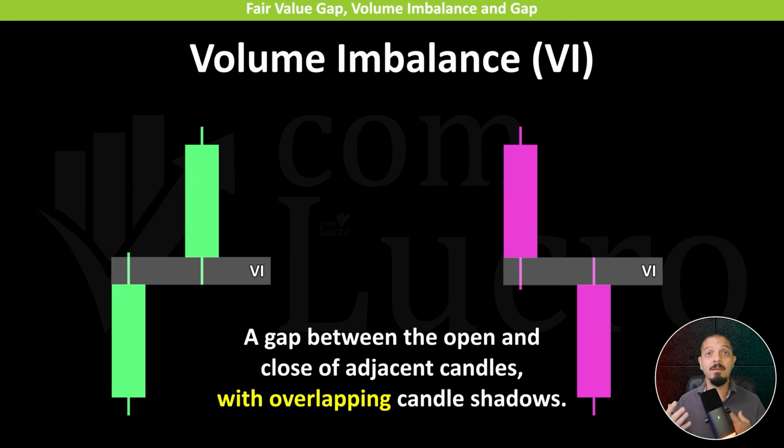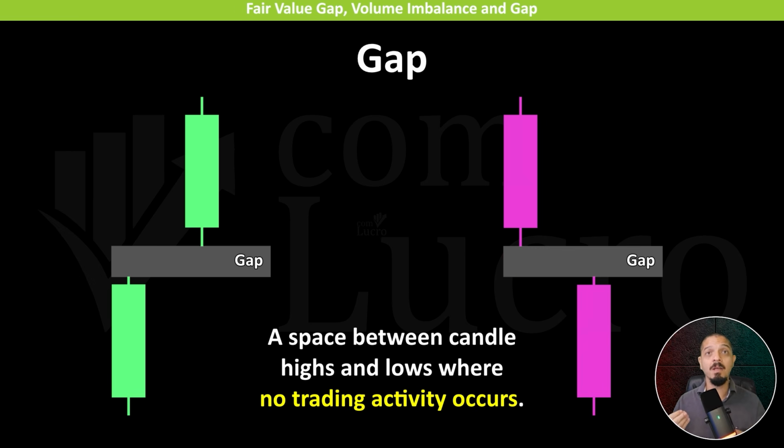Beyond fair value gaps, the ICT method also highlights related concepts such as volume imbalances and gaps. A volume imbalance occurs when there is a difference between the open and close of adjacent candles, even though trading activity exists within that area because the candle shadows overlap. A gap, on the other hand, occurs when there is a complete absence of trading activity between candles. In a bullish gap, there is space between the high of the first candle and the low of the second candle. In a bearish gap, there is space between the low of the first candle and the high of the second candle.